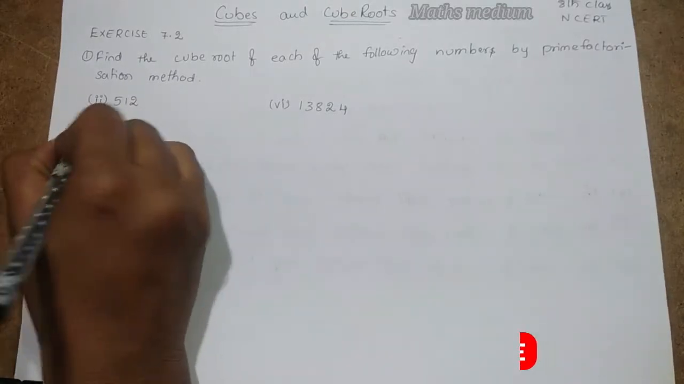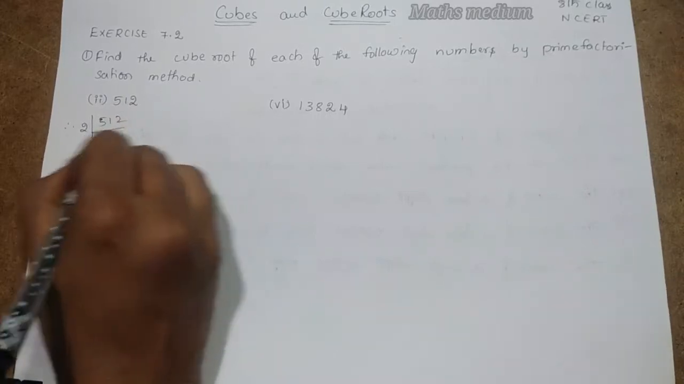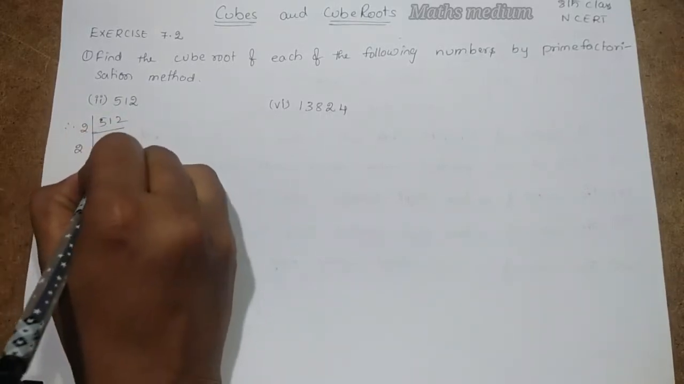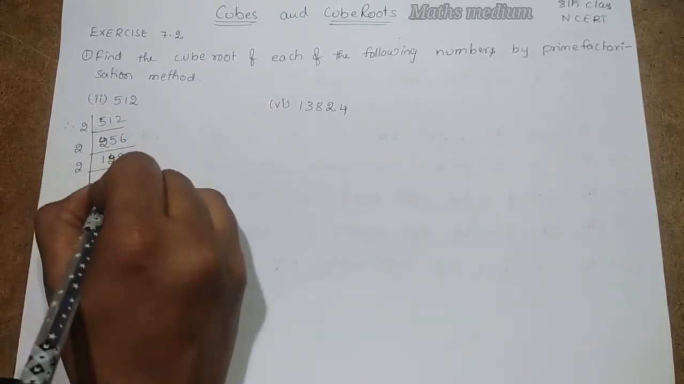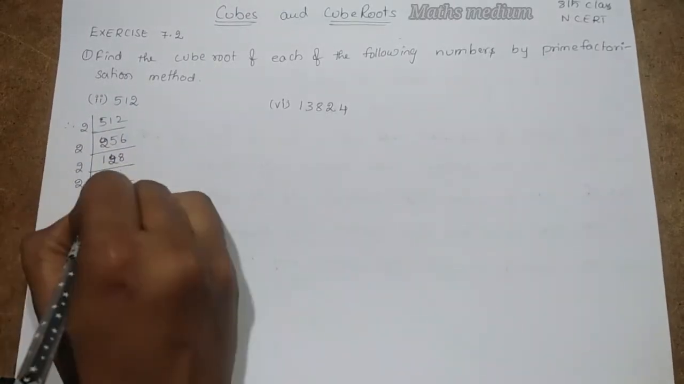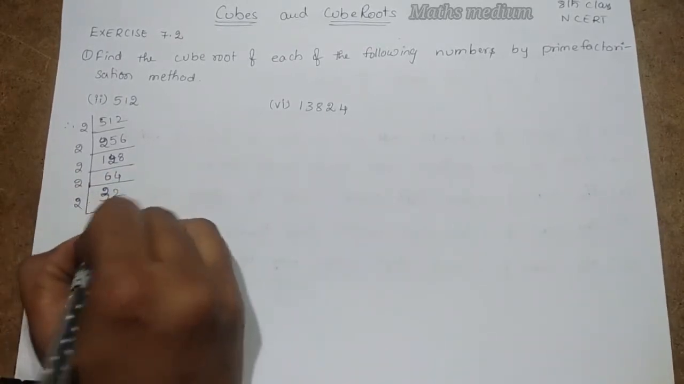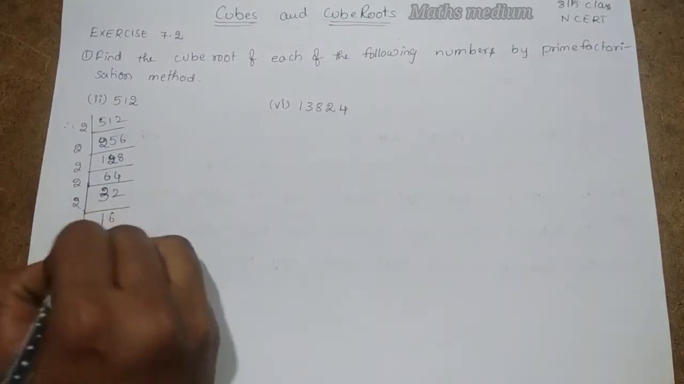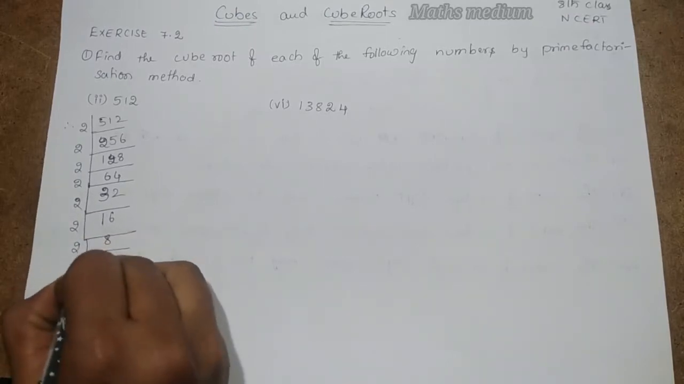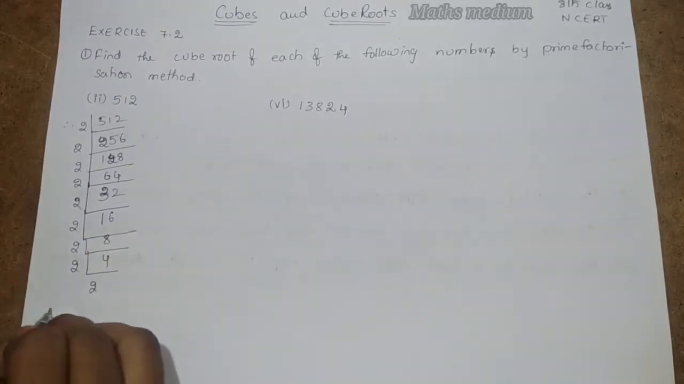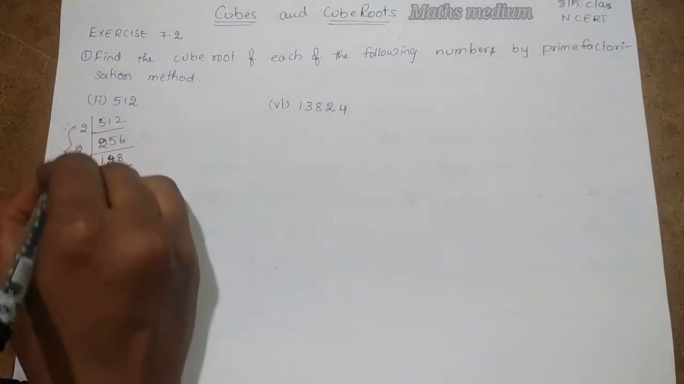So I am starting with 2. 2 2s are 4. 2 5s are 10. 2 1s are 2. 2 2s are 4. 2 8s are 16. Again by 2. 2 6s are 12. Again by 2. 2 3s are 6. 2 2s are 4. Again by 2. 2 1s are 2. Again by 2. Again by 2. Again by 2. 2 2s are 4. Now 512 is equal to, make it in groups of 3.